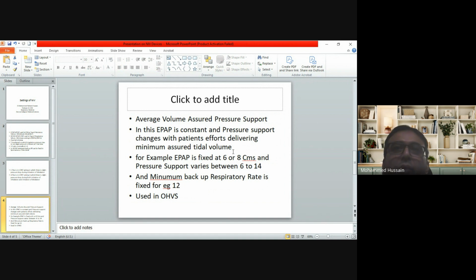So EPAP is fixed between 6 to 8, whereas pressure support is between 6 to 14. So how much will be the inspiratory pressure? 6 is EPAP and pressure support varies between 6 to 14. So it will be 12 to how much? 20. And one more thing, here a minimum backup rate is set. For example, 12. By default, all BiPAP machines will have a minimum backup of 12, which is the minimum sustainable to deliver sufficient oxygen to your brain and heart.